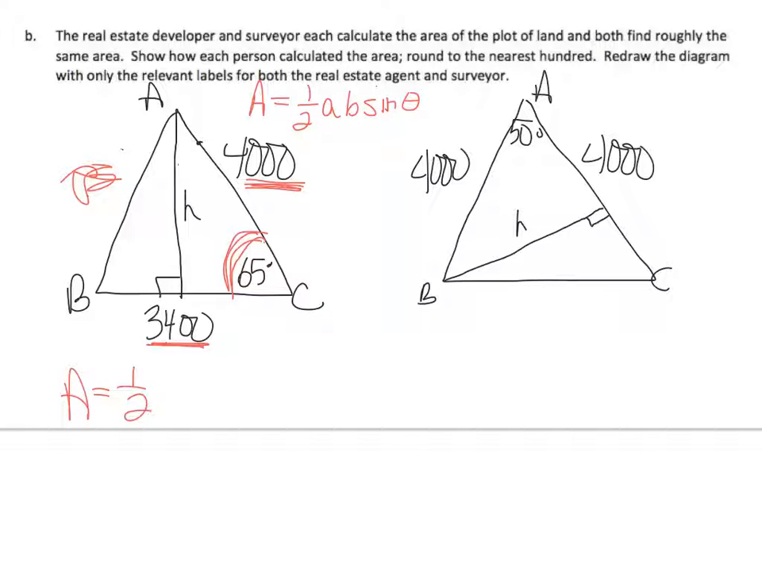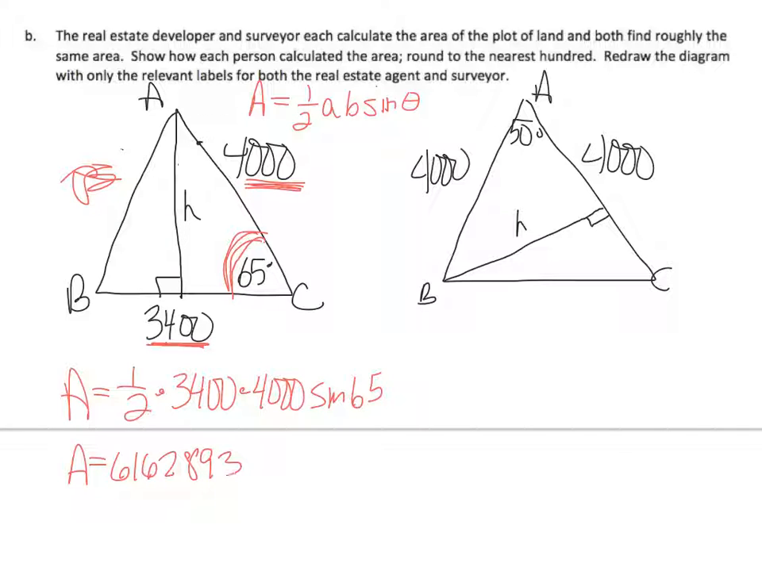It doesn't matter which order you write the 3,400 and the 4,000 in. It's multiplication, so I can write them either way. 3,400, 4,000, sine 65. Need a calculator. So I have 1/2 times 3,400 times 4,000 times sine 65. That gives me an area of 6,162,893. 6 million, and I'm in feet squared. Okay, let's look at this one.